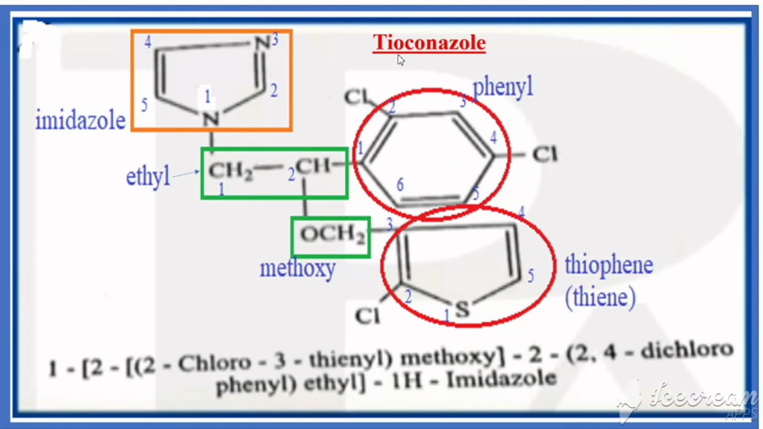So thio is indicating presence of thiophene. What is the difference between econazole and tioconazole? Everything is same. In the methoxy group, for econazole we have 4-chlorophenyl, whereas for tioconazole we have 2-chlorothiophene. So a thiophene ring would be attached instead of phenyl, and that is having chlorine in 2nd position. So that is the structure for tioconazole.